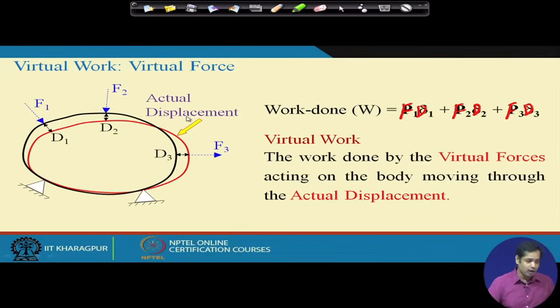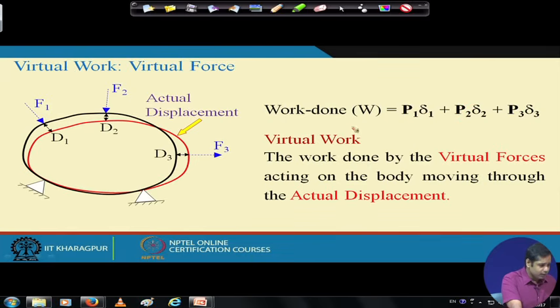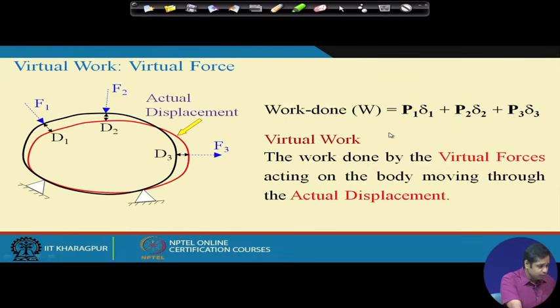The forces are virtual, acting on a body which is moving through the actual displacement. It is just the opposite of the earlier case. The difference is that in the virtual work due to virtual displacement, the forces were actual and the displacement the body undergoes was virtual, but here the forces are virtual and the body is moving through the actual displacement. This is virtual work due to the actual displacement.